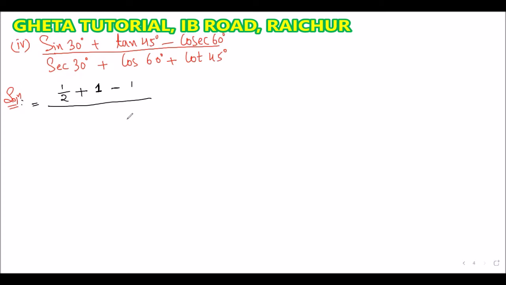Sorry, wrong answer. Cosec 60 is 2 by root 3. If you want to find cosec 60, you have to know the sine 60 value. Sine 60 value is root 3 by 2. So for cosec 60 you have to take the reciprocal. The reciprocal of root 3 by 2 is 2 by root 3. So the answer here will be 2 by root 3.